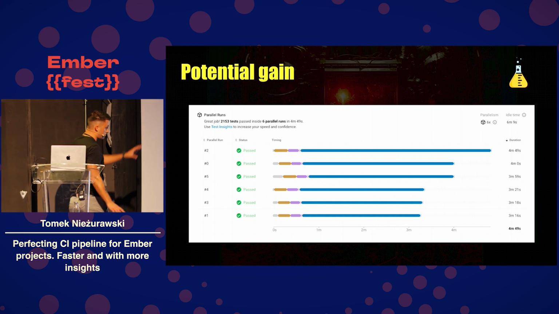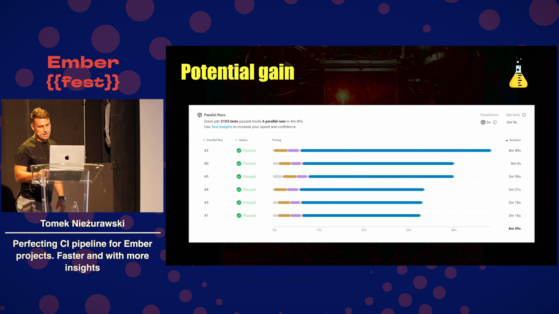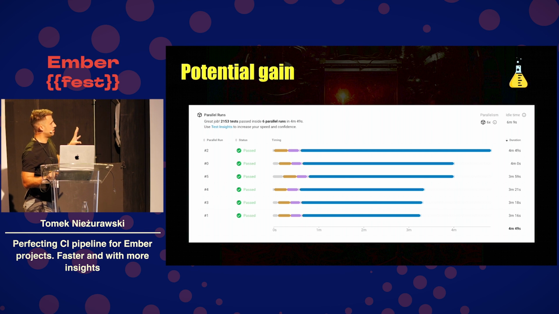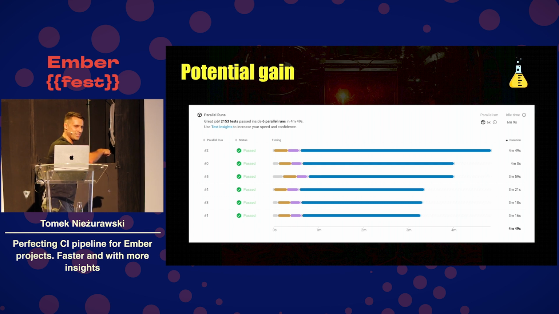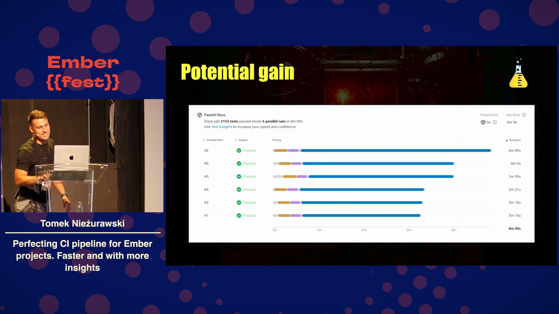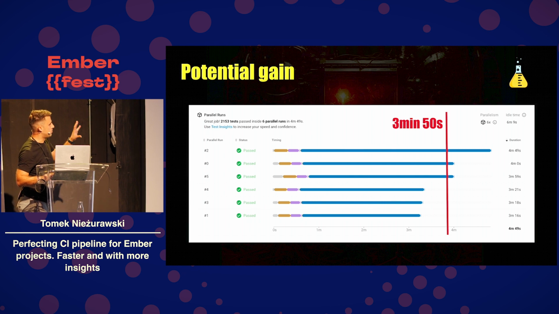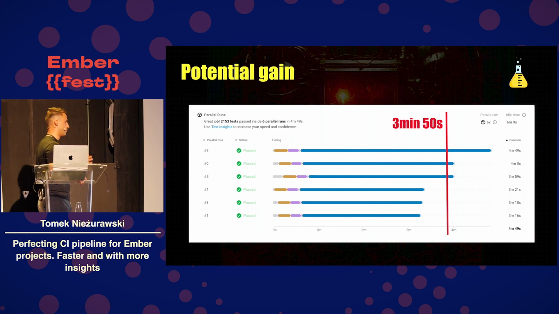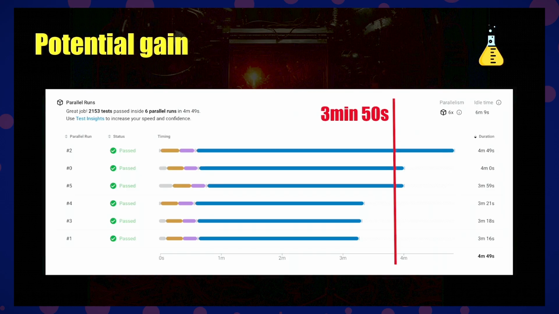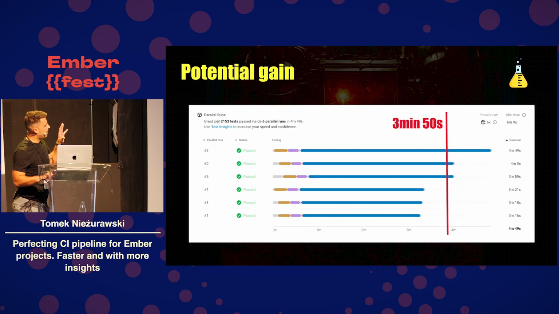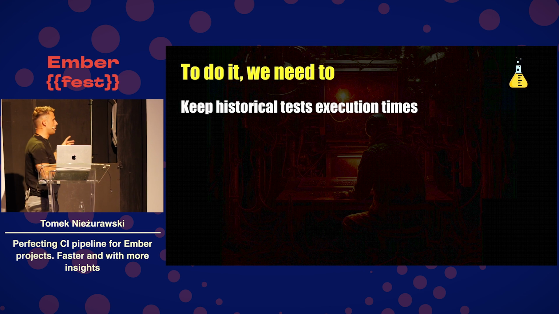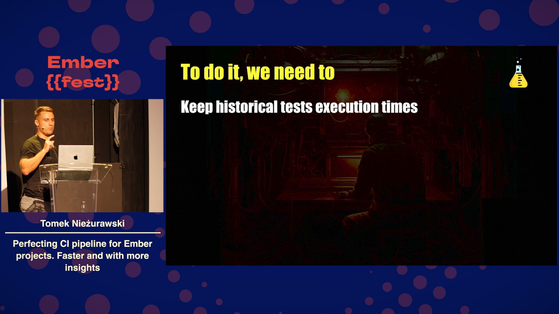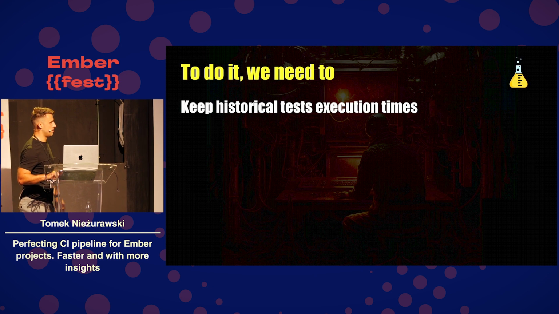You will see that little lab icon there, because this is the stuff I haven't done yet. In my perfect world, I thought I would submit the talk, I would deliver that, and would show you, but I'm not there yet. It looks from math that we should end around 3 minutes 50 seconds, maybe 4 minutes, because there are different things in play as well. But in a perfect world, we could finish somewhere like there. And to do it, we need a couple of things. We need to keep historical test execution times, and we already do. In this case, CircleCI keeps them for us.